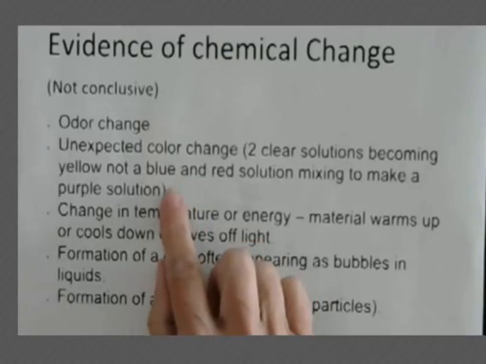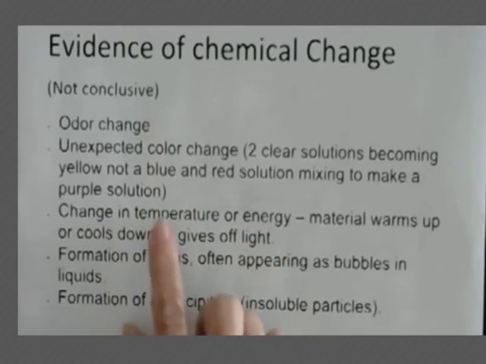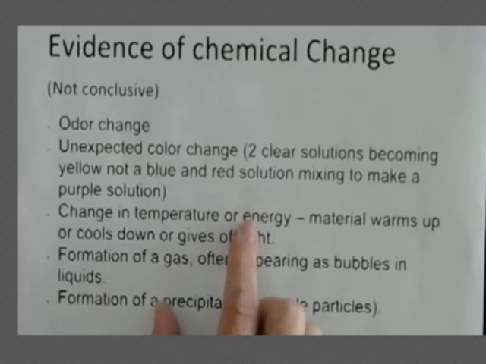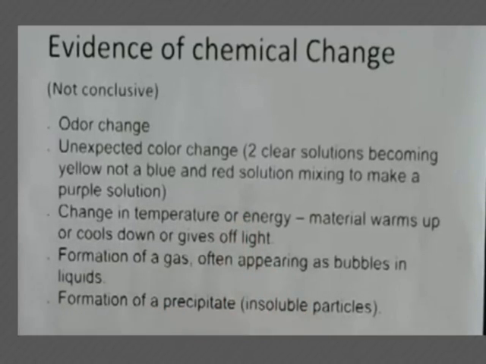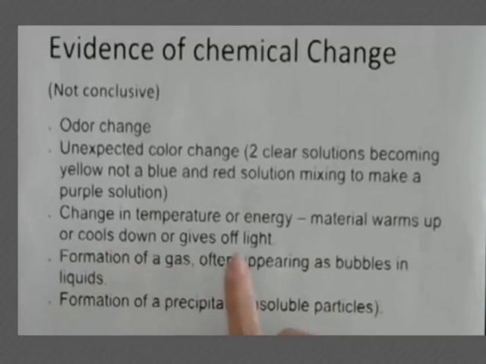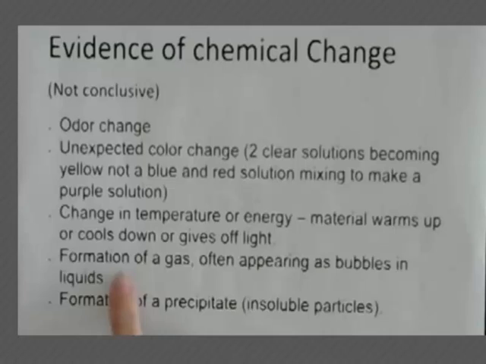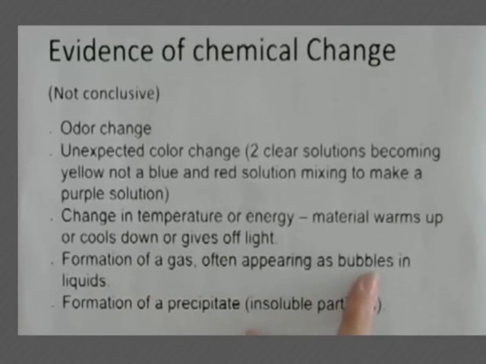You can also have a change in temperature or energy. If the material is getting hot and you're not putting it on a hot plate, or it's getting cool and you didn't put it in the refrigerator, or it gives off light, it's doing something unusual, and that's another clue that a chemical change might be taking place. You can also have the formation of a gas, which we just did with our last reaction. That bubbling we saw was the hydrogen gas being formed.